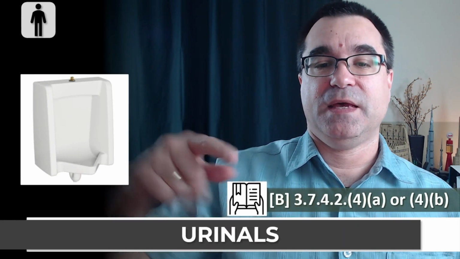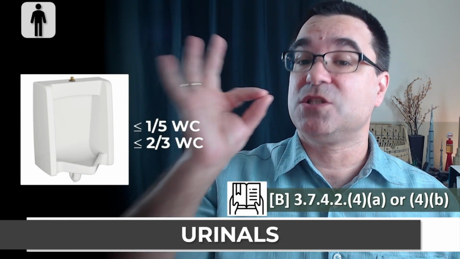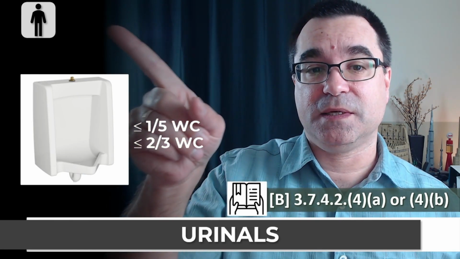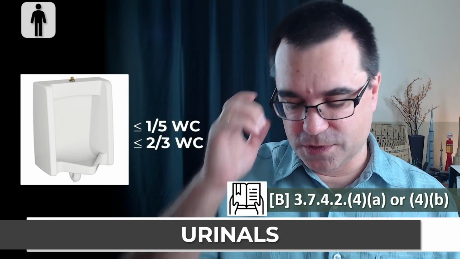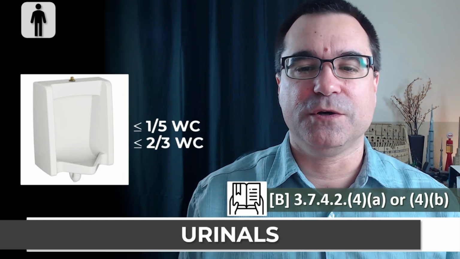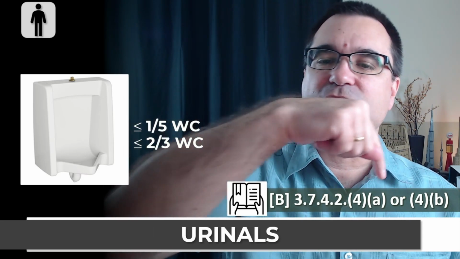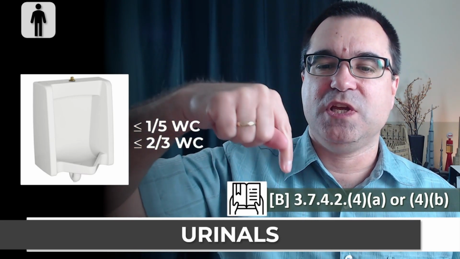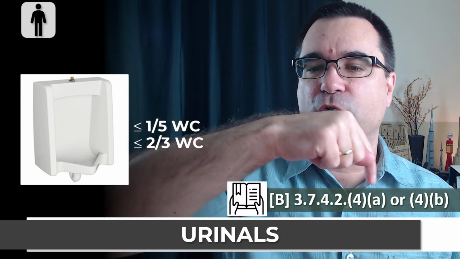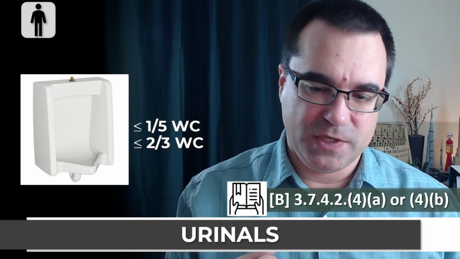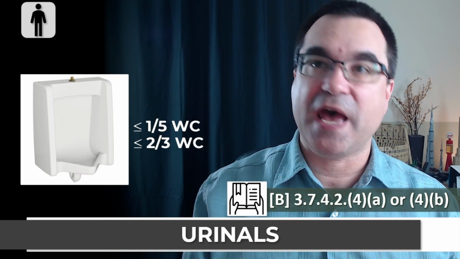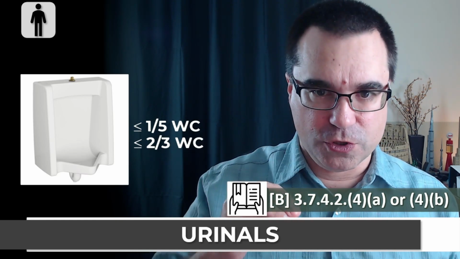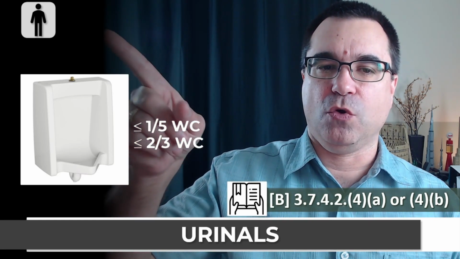Finally, urinals. This only applies to male washrooms, okay? It does not apply to female washrooms as of yet in Ontario. And according to these two clauses, 3.7.4.2 4A and 4B under Division B of the Ontario Building Code, there are 2 distinct cases that you can have for calculating urinals in a male washroom.